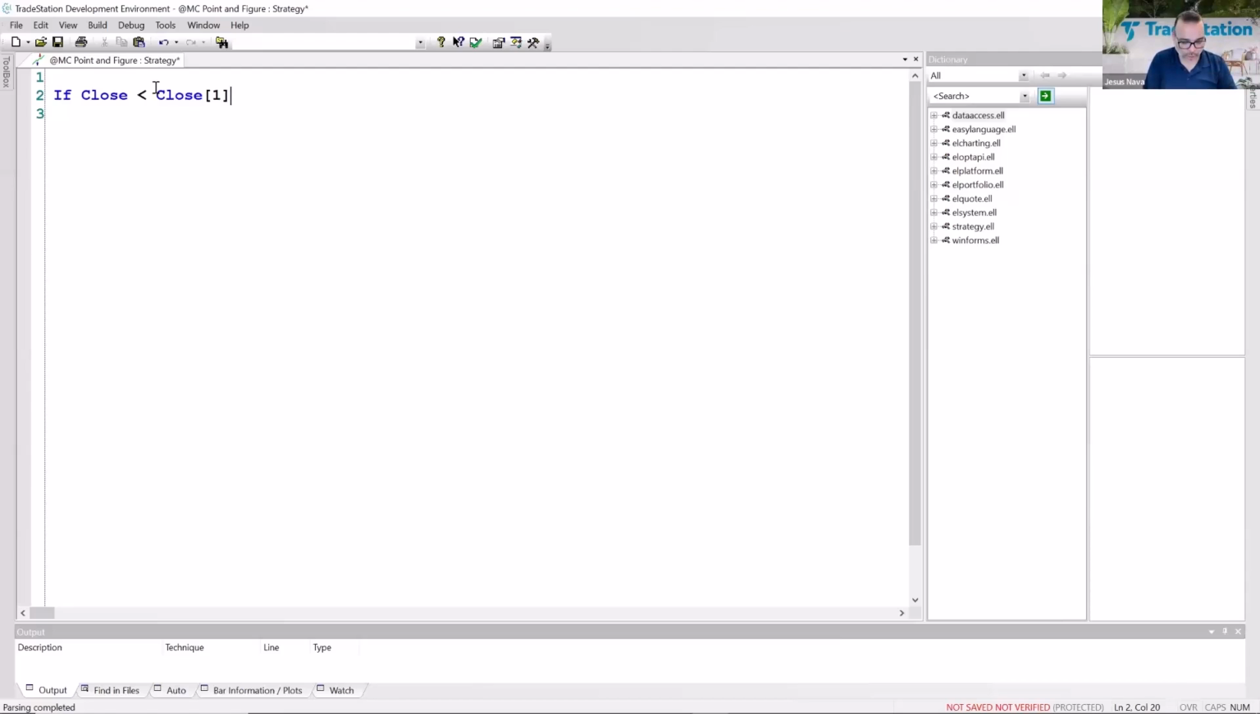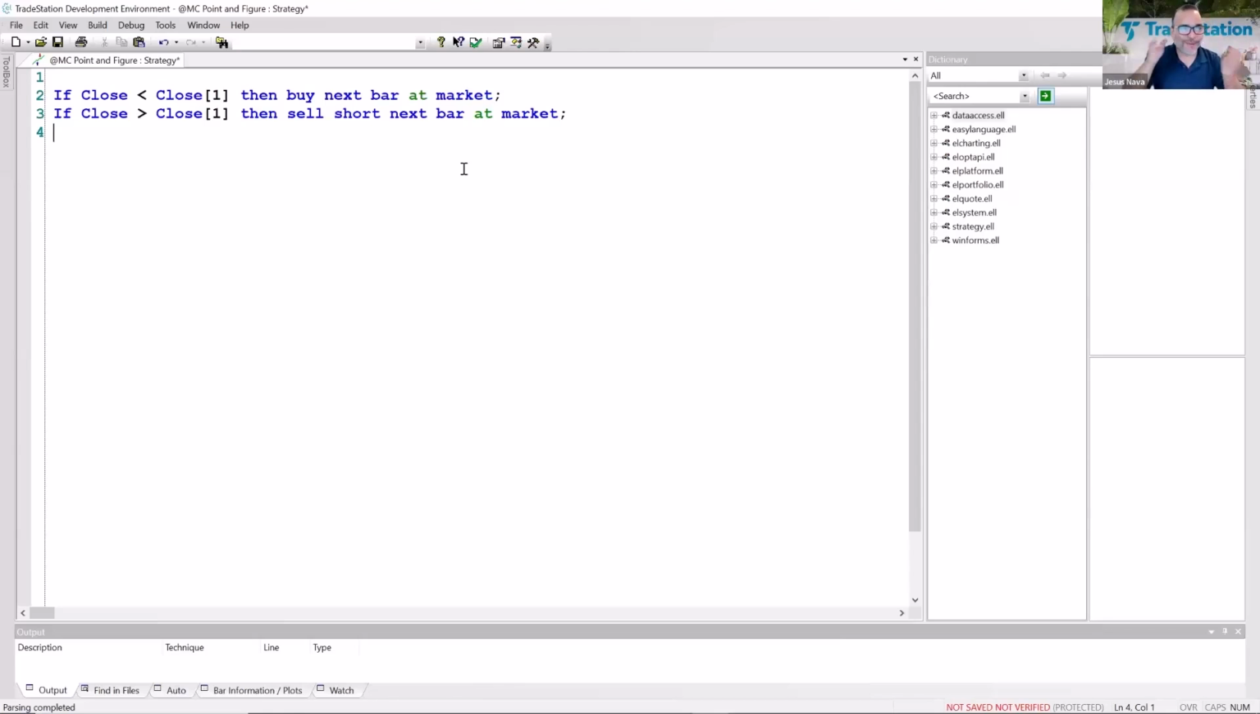So if we have a lower closing price, then I'm going to buy next bar at market. That's my command. If the condition is true, buy next bar at market. And my other condition is if the close is greater than the close 1 bar ago, then sell short next bar at market. By the way, that sell short can be one word or two words, it doesn't matter. They both come up in blue.